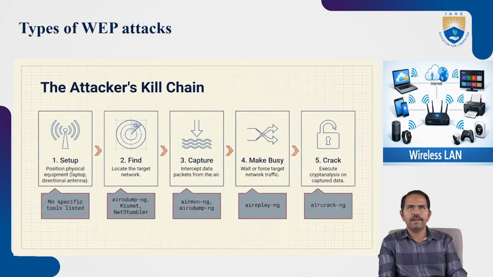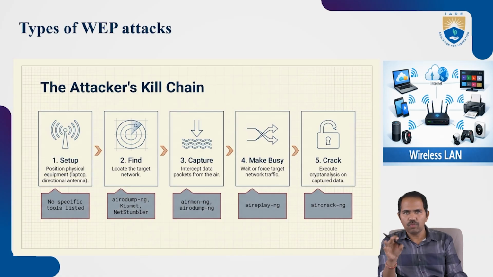Now coming to the attacker kill chain. First, initially set up the connections, position, and physical equipment like a laptop and directional antenna. No specific tools are listed. The second thing is finding: locate the target. The attacker wants to find a particular target network in the wireless LAN. So that is locating the target network.